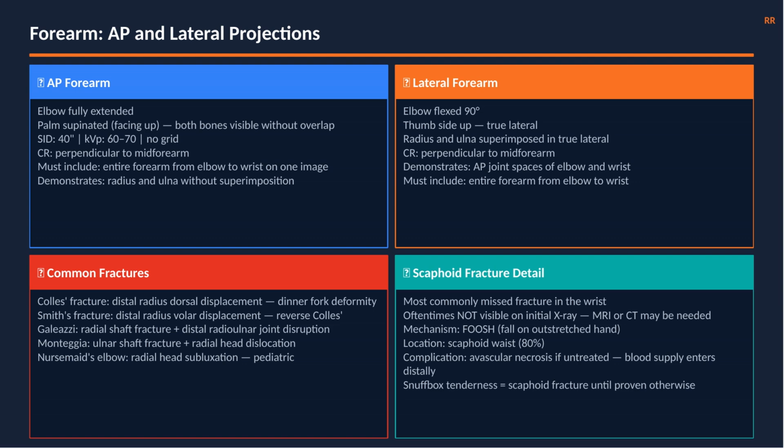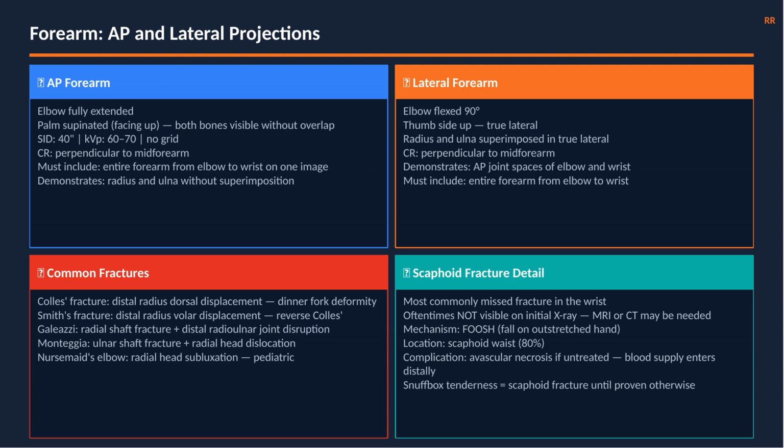No cropping. Lateral forearm. Elbow flexed 90 degrees. Thumb pointing up, true lateral. Radius and ulna superimposed in true lateral. CR. Perpendicular to the mid-forearm. Must include elbow joint to wrist joint.